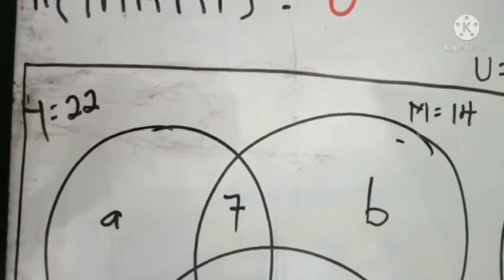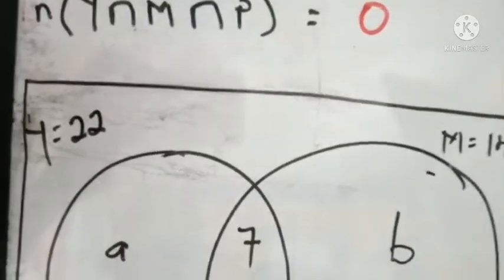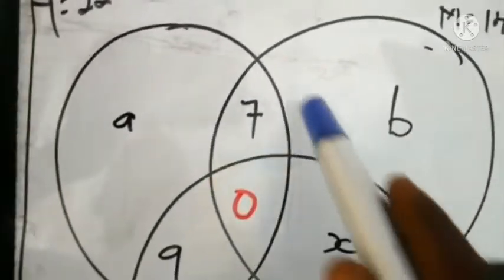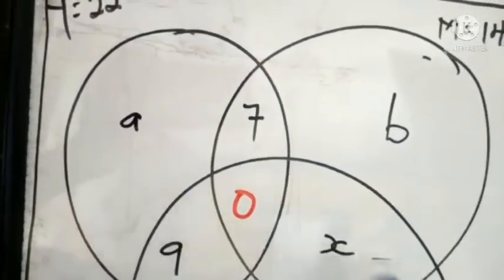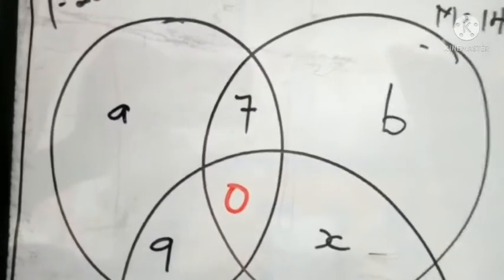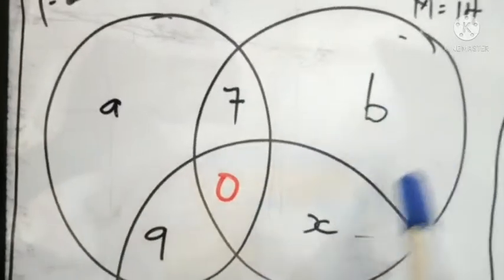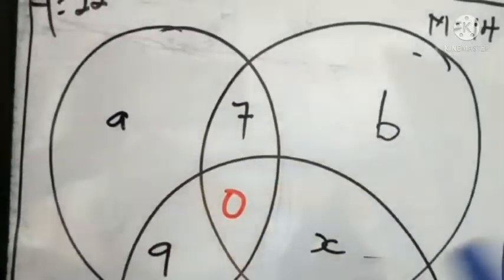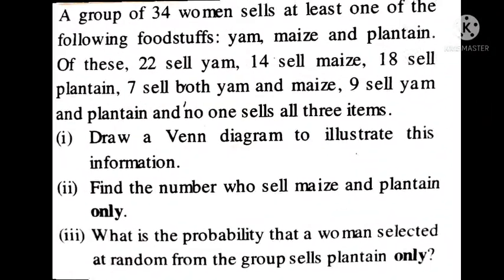For three set problems or a Venn diagram, what matters most is how to represent the information on the Venn diagram, right? That is the most important thing. If you're able to grab that, I think you are 50% of the way to solving a three set problem. So let's have a look at a question and see how best we can tackle three set problems.